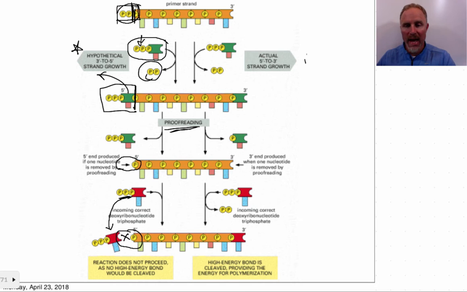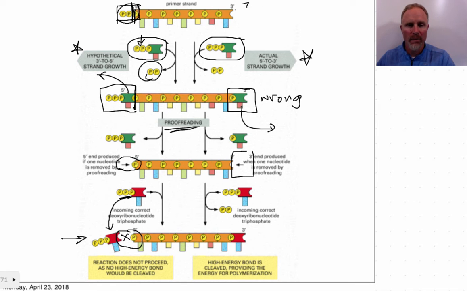Now, in terms of the actual way it happens, this might help you understand what's going on right here. If we bring this nucleotide in, you can see we've got a triphosphate just like we had over here. If we bring it in and join it up, and all of a sudden we find out that it's wrong, we have a way to proofread it and get it out. In other words, we take it out and now we're right back here just like we started up here, and our triphosphate is on the correct side.